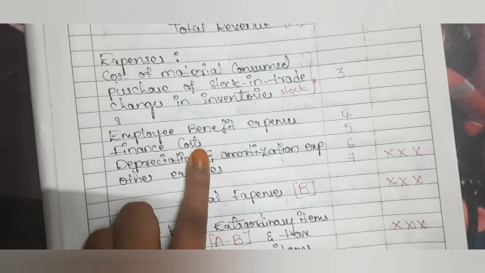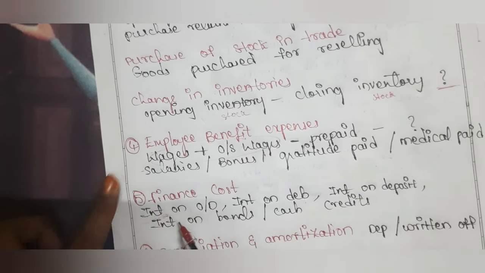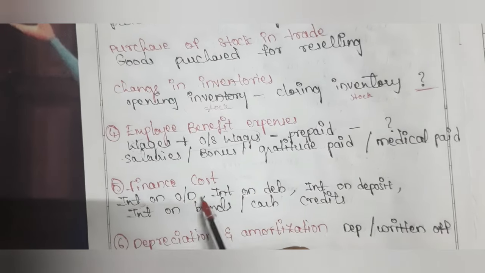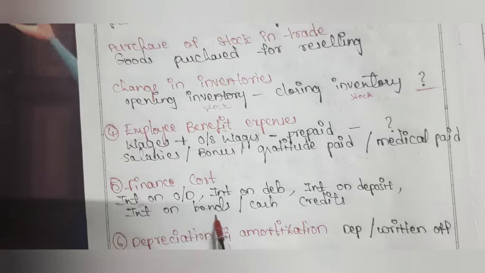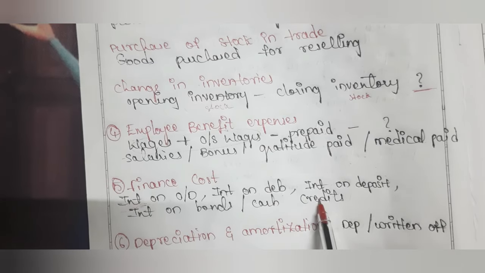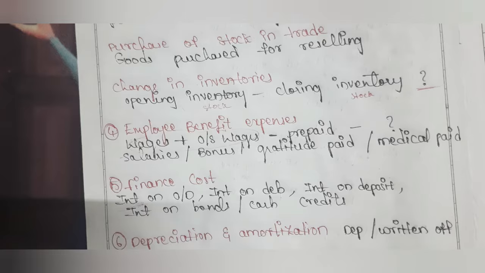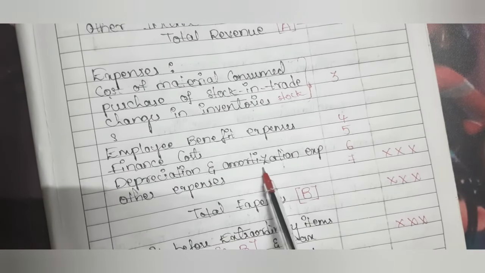Next we have finance cost. In finance cost, what we will get? Interest. All the interest, whatever interest there is, you will be taking it here, like interest on OD, interest on debentures, interest on deposit, interest on bonds, interest on cash credits. Okay, cash credits if you are having, we will be taking it in the finance cost. Getting my point? What I am trying to say? Okay, so next it is depreciation and amortization expenses.